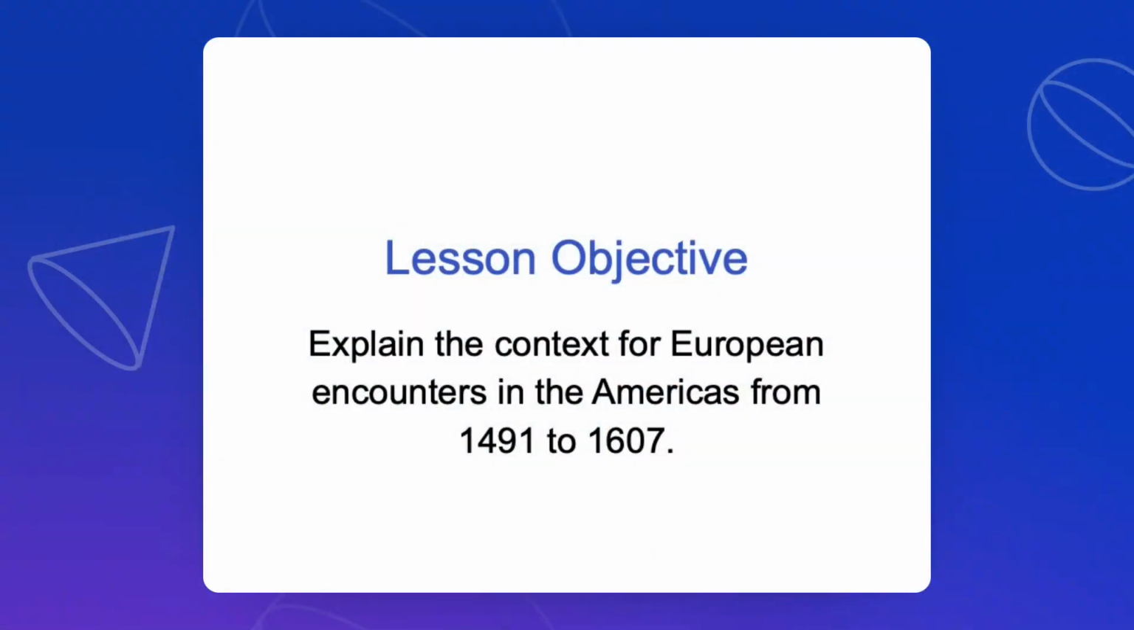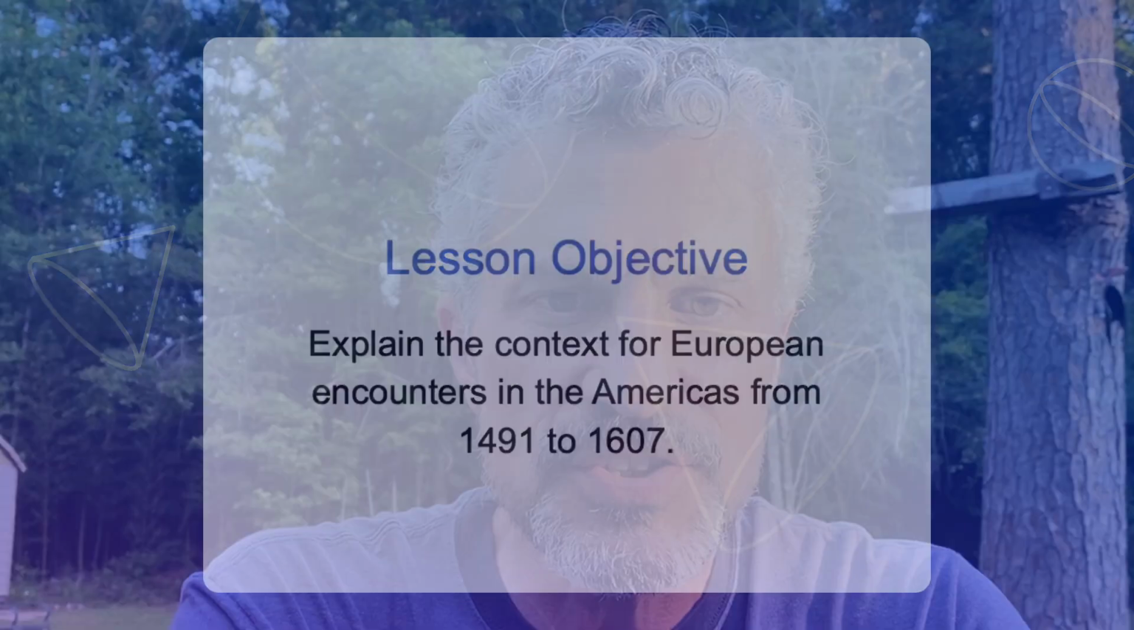Our lesson objective: explain the context for European encounters in the Americas from 1491 to 1607. In other words, what was the context under which these encounters happened, this East meets West, this European civilization meeting this North American civilization?